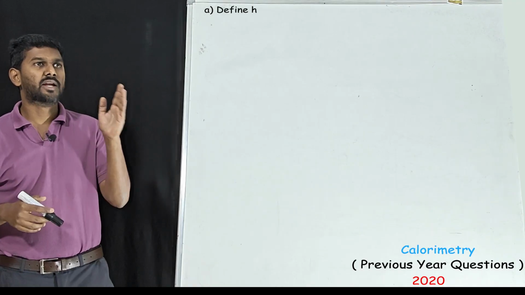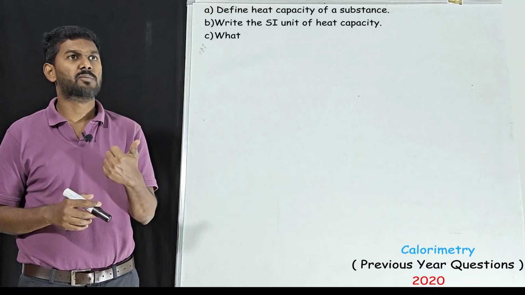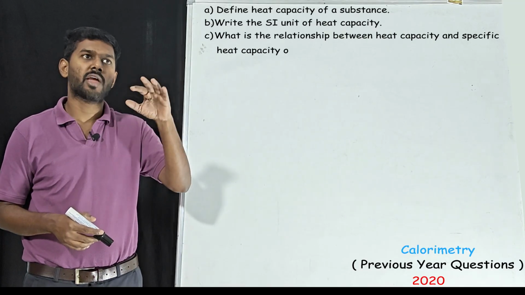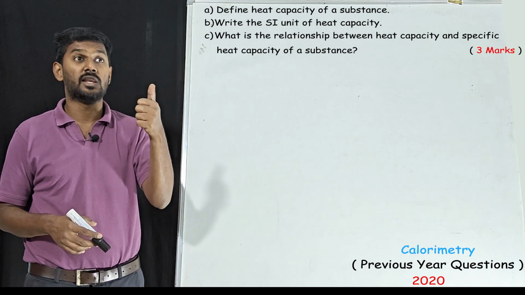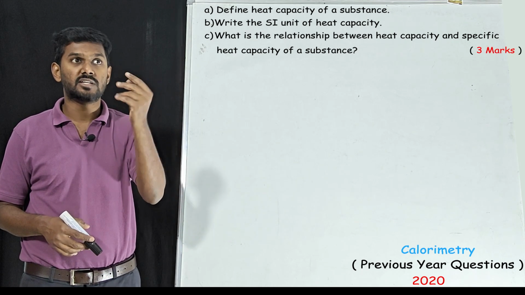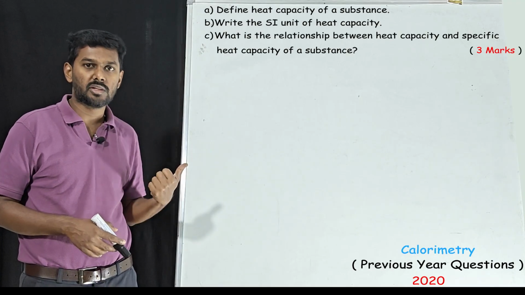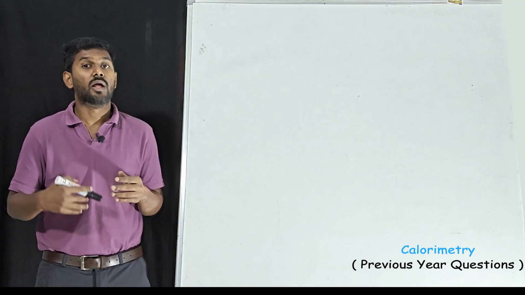Our next question: define heat capacity of a substance. What is the SI unit and what is the relation between heat capacity and specific heat capacity? The same question we have discussed earlier, correct? So the definition, SI unit, what is the relation between C and C dash? C dash is heat capacity, C is specific heat capacity. This one we have already learned, that is why we are skipping this question.